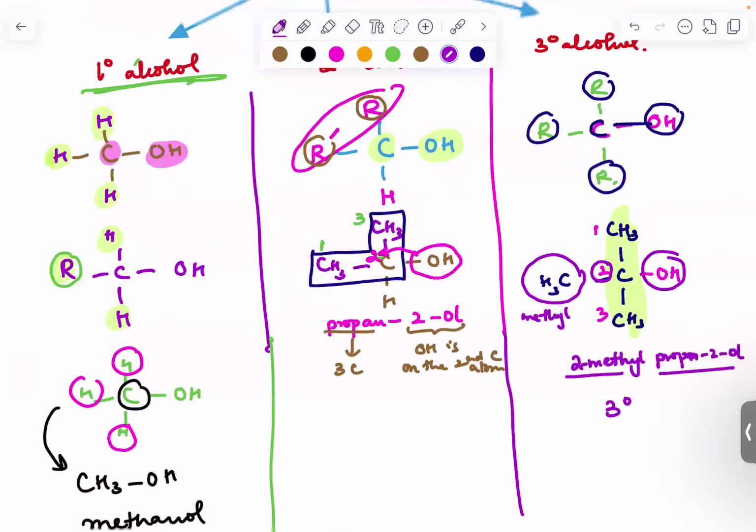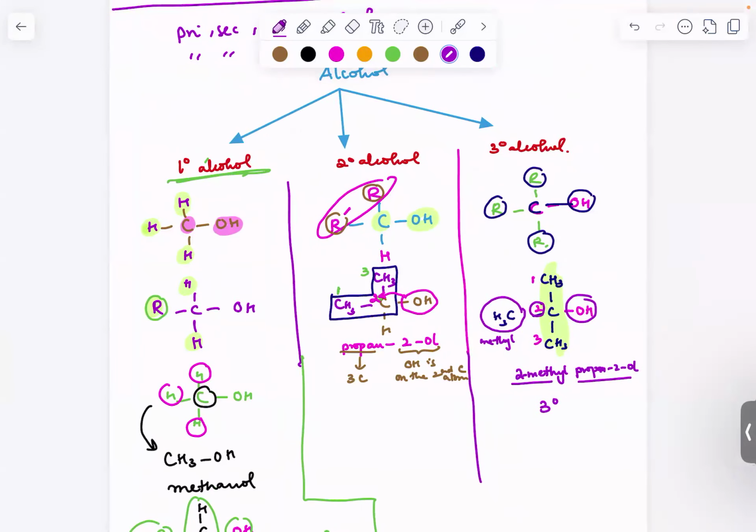Now, all the three are in front of you on the screen. If you have any problem, you can discuss it. If it's clear, then we can go further along. It's clear? So these are the examples of primary, secondary, and tertiary alcohol. I hope it's all clear.